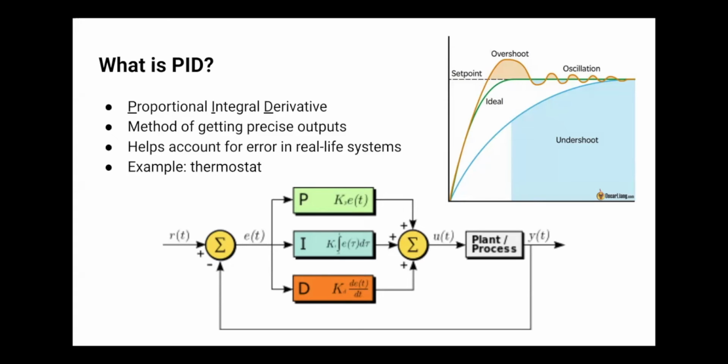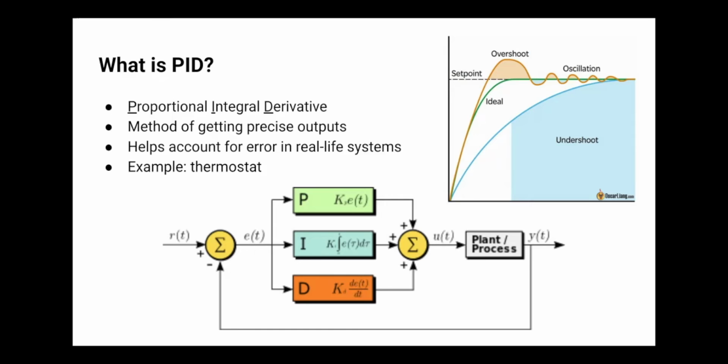It's a controller that is used for getting really precise outputs in real-life systems, which is important because in real-life systems, you get a level of error that you need to account for. What PID does is makes it so that this error is accounted for and you're as close to your expected outcome as possible. The best example I could think of is a thermostat.